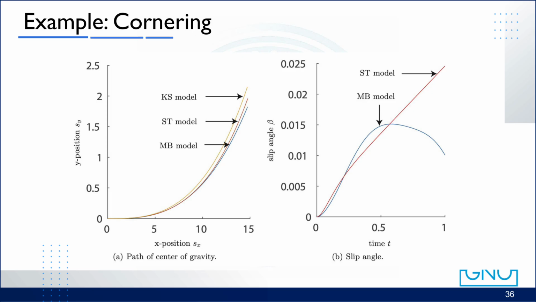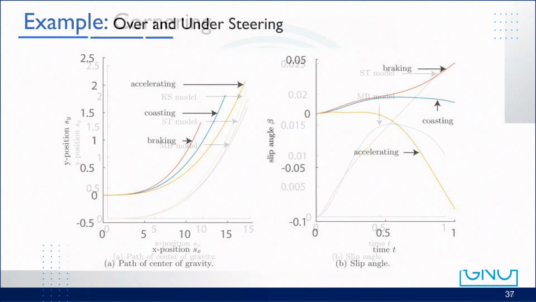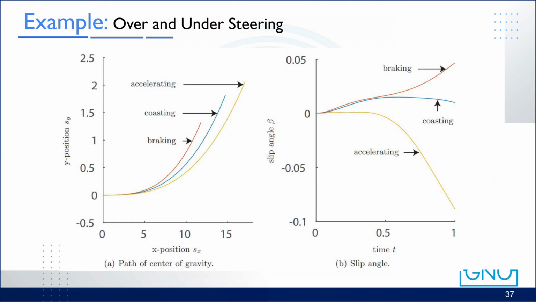In summary, as the model becomes more complex and physically detailed, it reproduces the vehicle's real cornering trajectory and slip dynamics with much greater accuracy. Now, let's talk about understeer and oversteer, two common behaviors that occur when a car turns. On the left, we see the vehicle's trajectory under three conditions: acceleration, coasting, and braking.